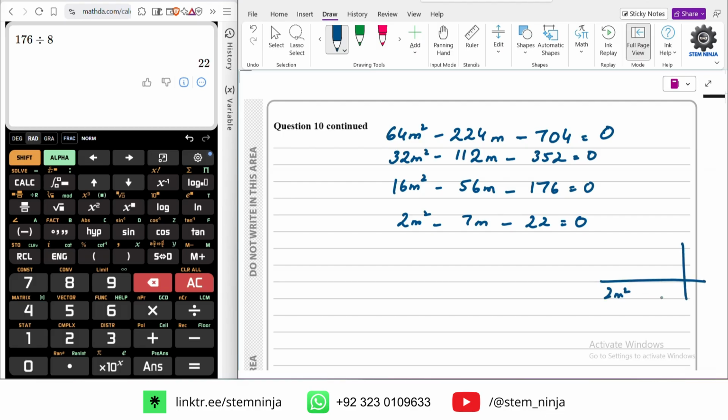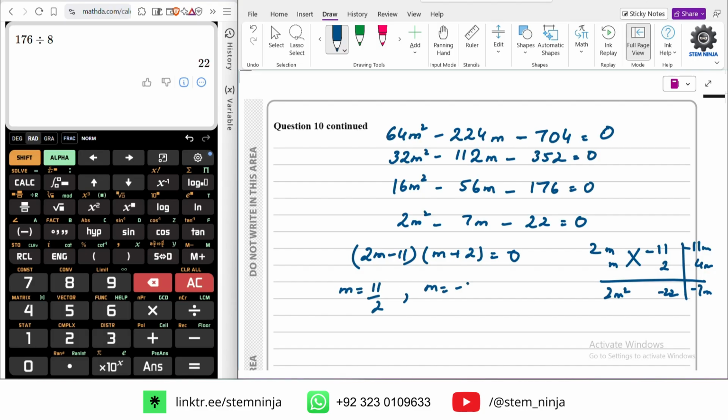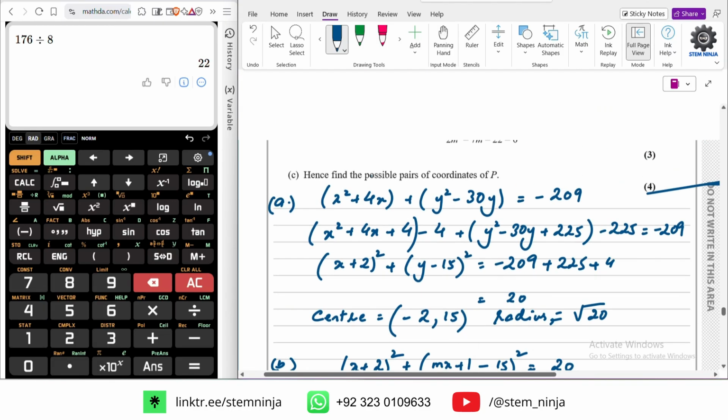So 2m squared minus 22 minus 7m, so only 11 and 2 can give us 22. So 11m minus 4m, so you have 2m minus 11 and m plus 2 equal to 0, so either m is 11 over 2 or m is minus 2. Right, okay, done.